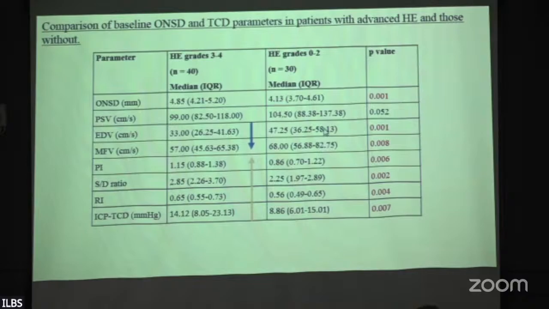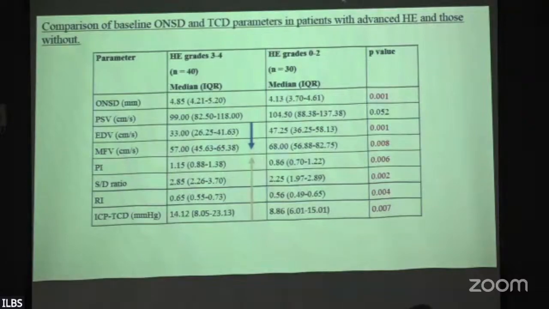What is the effect of ventilation? In grades 0 to 2, they were non-ventilated. Yes, sir. In grades 3 to 4, they are ventilated. I have mentioned the physiological confounders like CO2, temperature, and MAP. In children on a ventilator, we maintain normocapnia in the ICU setups. However, CO2 affects the systolic velocities as well.